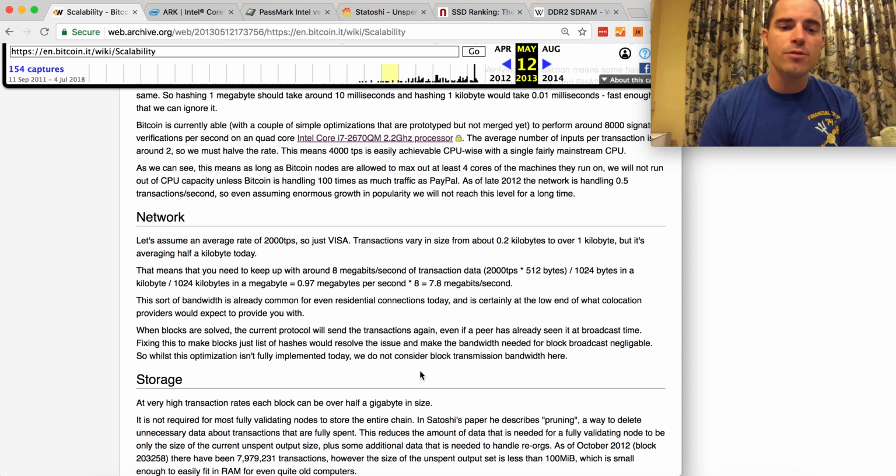That means that you need to keep up with around 8 megabits per second of transaction data, right? 2,000 transactions times half a kilobyte equals about a megabyte per second, right? So that means just under 8 megabits per second is the internet connection speed you need to have. So this sort of bandwidth is already common for even residential connections today, and is certainly at the low end of what colocation providers would expect to provide you.